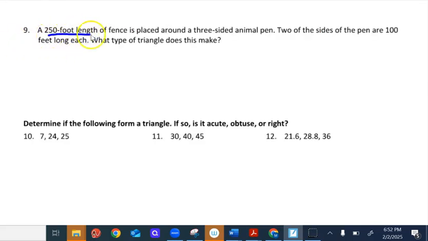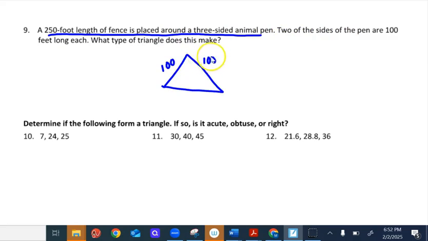A 250-foot length of a fence is placed around a 3-sided animal pen. 2 of the sides of the pen, so let's make our triangle. 2 of the sides is 100. The third side has to be 50 because it says 250 total. So it's saying, what type of triangle does this make? Well, if this is A and B, because those are our smaller sides, and this will have to be our C, let's put our C first, and then our A and B next.